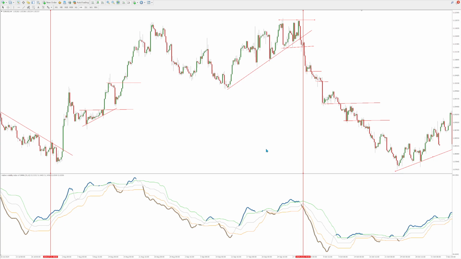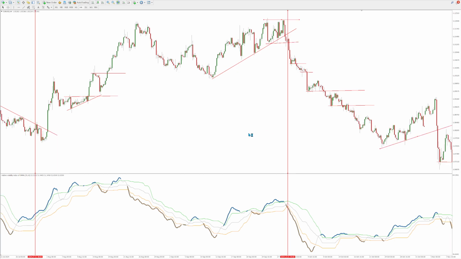You know, I'm not going to have a 20 pip stop loss and a 20 pip take profit, because you can just end up chasing your tail. I'm not going to try and mark support and resistance on noisy 1 minute and 5 minute chart timeframes and just get whipsawed in and out of the market.